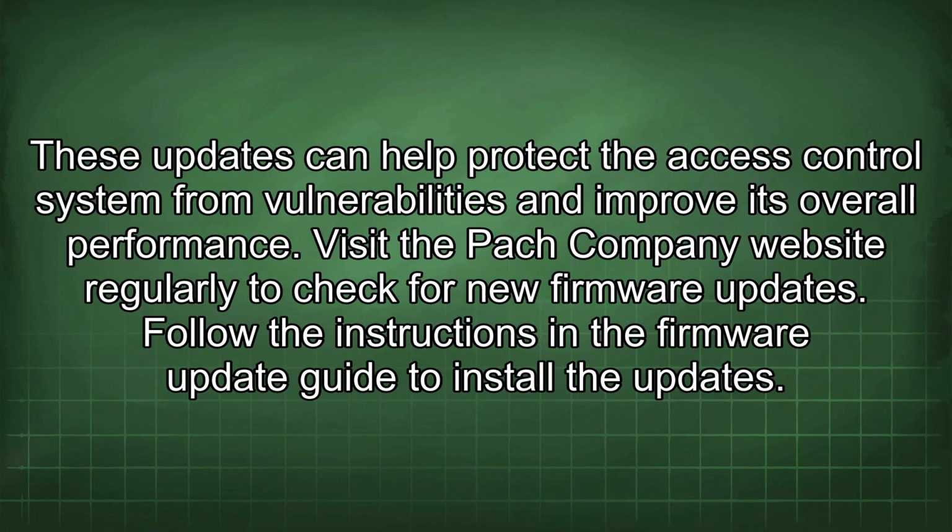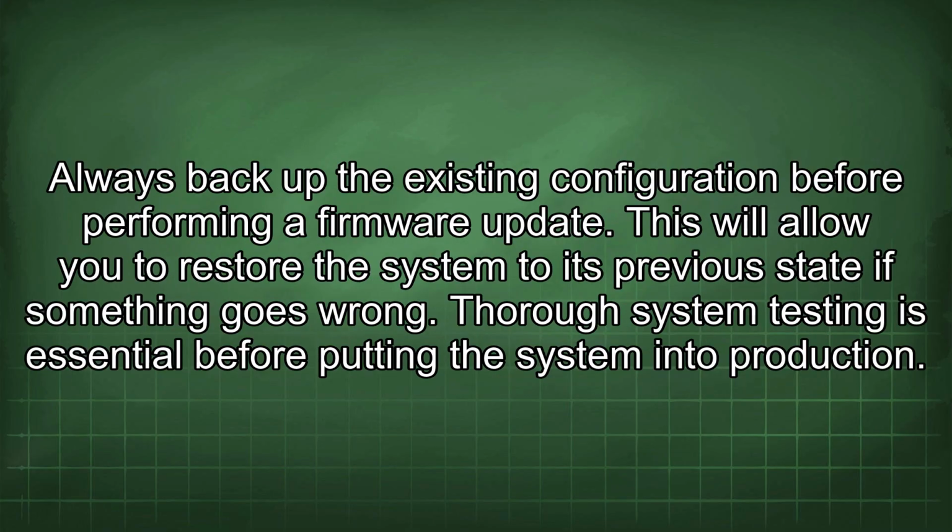These updates can help protect the access control system from vulnerabilities and improve its overall performance. Visit the Pach Company website regularly to check for new firmware updates. Follow the instructions in the firmware update guide to install the updates. Always back up the existing configuration before performing a firmware update. This will allow you to restore the system to its previous state if something goes wrong.